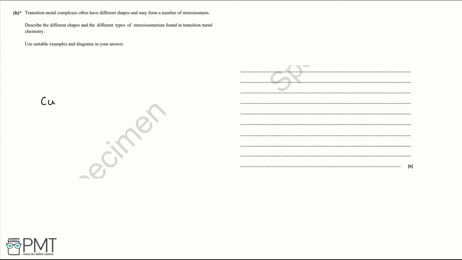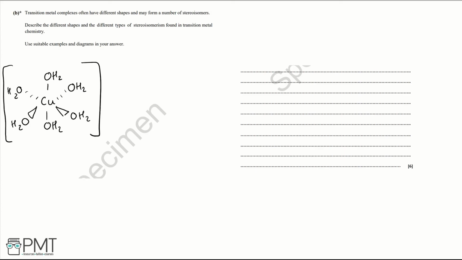If we have copper and 6 water ligands, we're going to form an octahedral shape. So it's important we draw it 3D, and we make sure that we're bonding to the oxygen and not the hydrogen. So here I'm just completing the 3D diagram, and then we're going to have square brackets around the complex, and it's going to have a 2 plus charge. So this is octahedral.